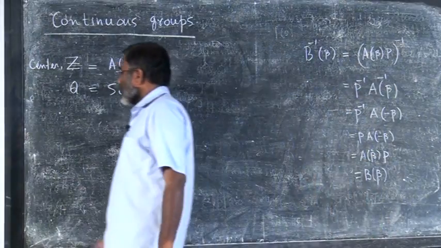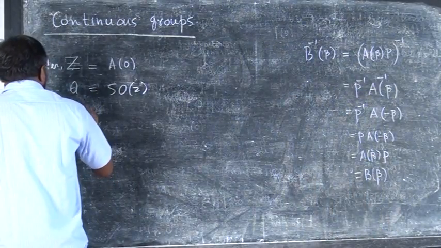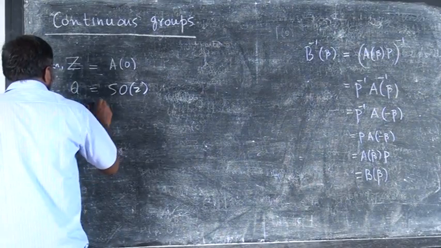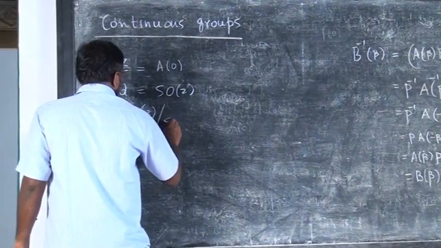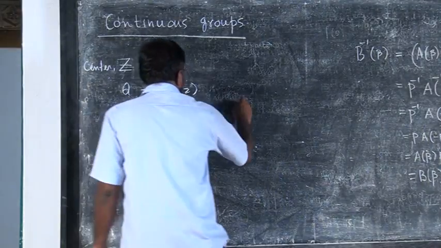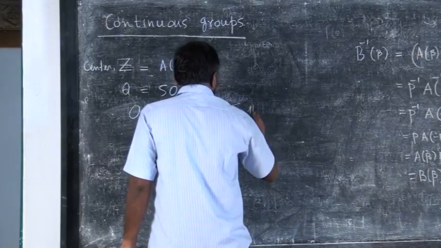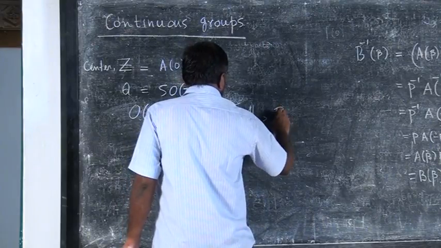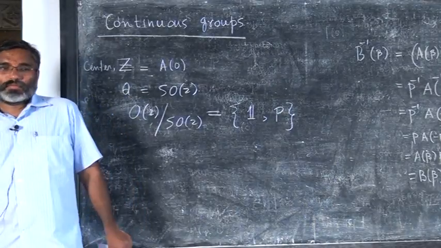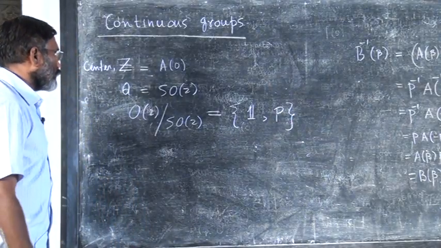And what is the factor group? O2 factor SO2 is equal to identity matrix and then P matrix, a 2-element group. The factor group is just a 2-element group.